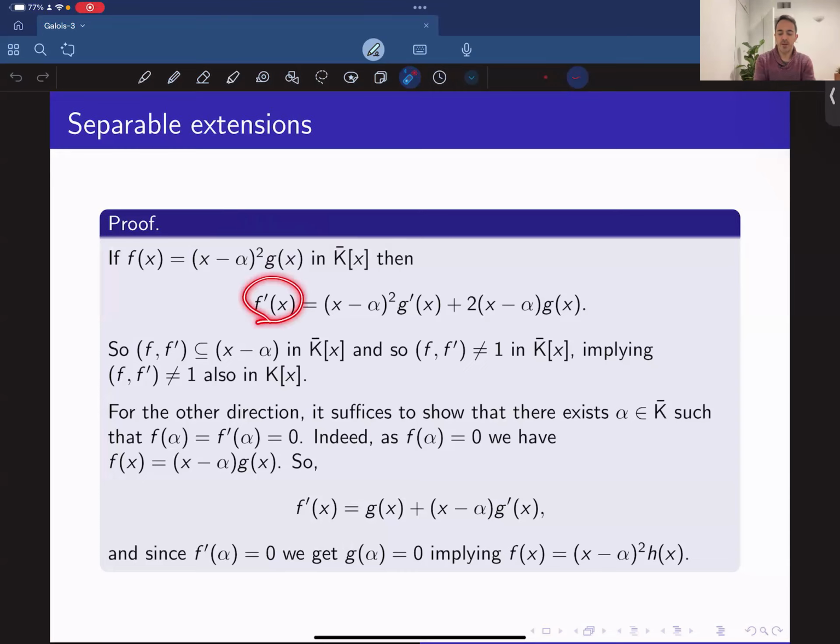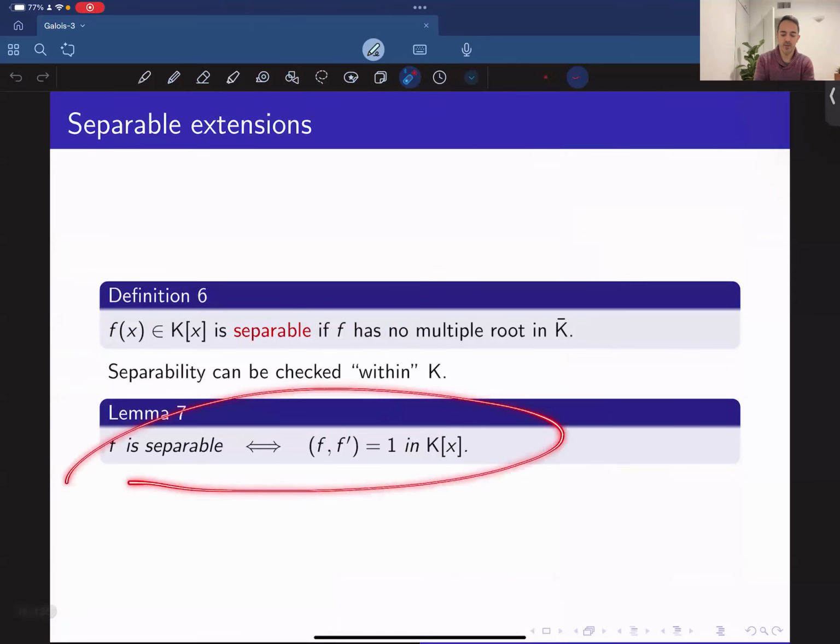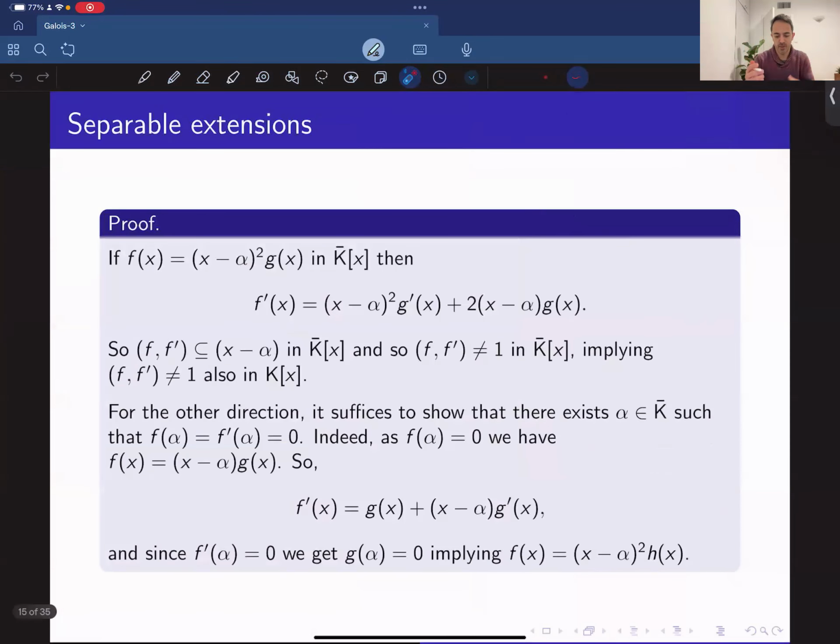Okay, so the derivative f prime. What I'm trying to prove is that you don't have to worry about the algebraic closure, but the proof goes through the algebraic closure. Now, the derivative f prime, just by usual derivative rules, is (x minus alpha) squared g prime of x plus 2(x minus alpha) g of x. So you see that both f and f prime are in the ideal generated by x minus alpha. Both of them are divisible by x minus alpha, in the ring of polynomials over k bar.